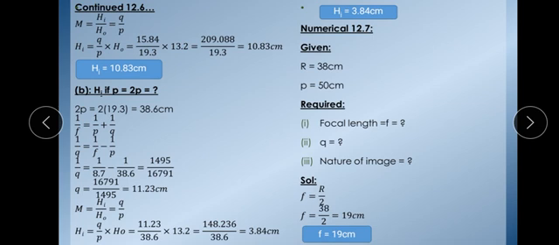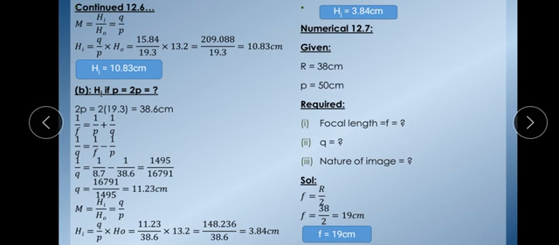Students, it is clear from the statement that for part 2 the distance of object is doubled. So new p will be 2p, double of the object distance. 2p will be 2 into 19.3 is equal to 38.6 centimeter. Using the same relation, 1 over f is equal to 1 over p plus 1 over q.